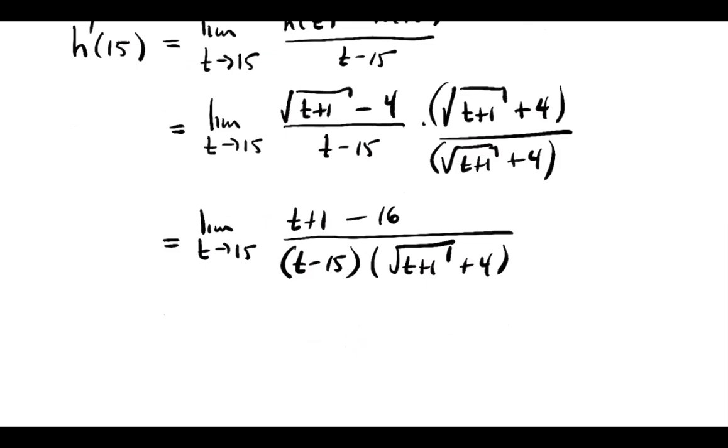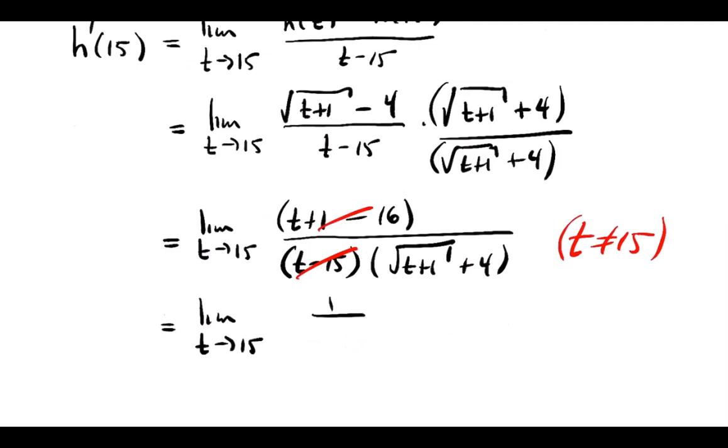I can see in my numerator that I've got t plus 1 minus 15. That's minus 16. That's t minus 15. So those guys, as long as t isn't 15, which it isn't, because I'm taking the limit at 15, they cancel. So if we simplify this up, we'll be ready to take the limit. It's the limit as t goes to 15. My numerator is simplified to just be 1. The denominator is the square root of t plus 1 plus 4. And now you can let t equal 15 without dividing by 0. You're going to get 1 over 4 plus 4, or 1 over 8.